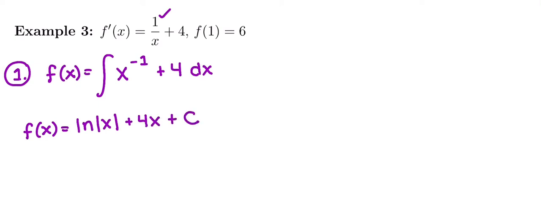And I could check this derivative right here. The derivative of the natural log of x is 1 over x. Derivative of 4x is really 4. So it looks like we did our antiderivative correctly. And we're ready to move on to plugging in f of 1 and making sure we get out 6.